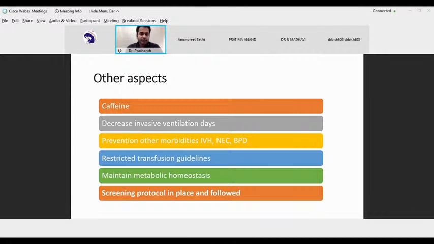Other aspects we have also discussed over a few days now, the importance of caffeine, because caffeine would prevent the apnea of prematurity, thereby prevent fluctuations in saturation, which extrapolates to a decrease in ROP later on. We need to decrease invasive ventilation days, use CPAP as much as possible, and get the baby off the ventilator as soon as possible, prevent ventilator-associated pneumonias, and prevent other morbidities.